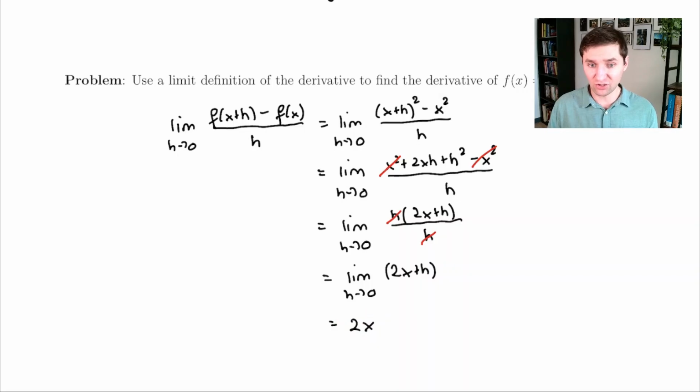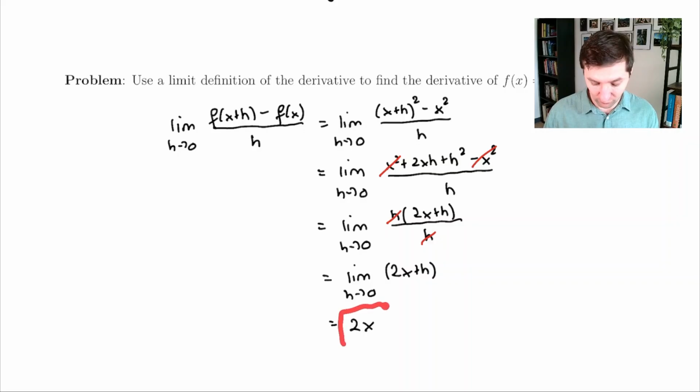Can you find such shortcuts for other functions besides x squared? Today we will find two such shortcuts. The shortcut for the function square root of x and the shortcut for the function 1 over x. Before I show you how to find the shortcuts, I have one more comment.